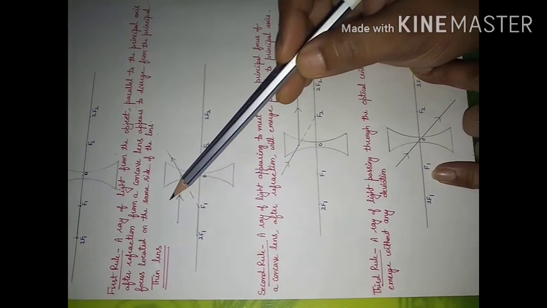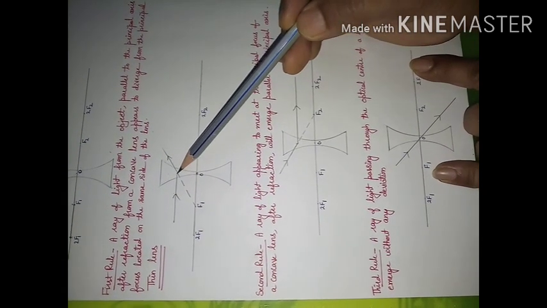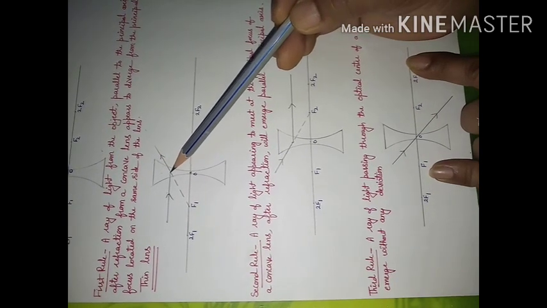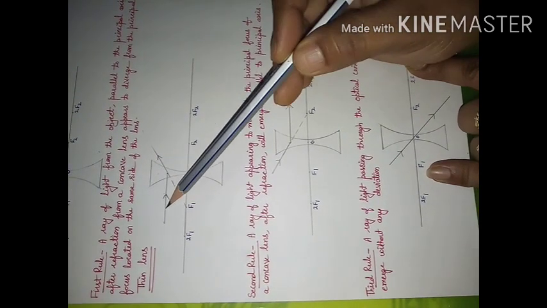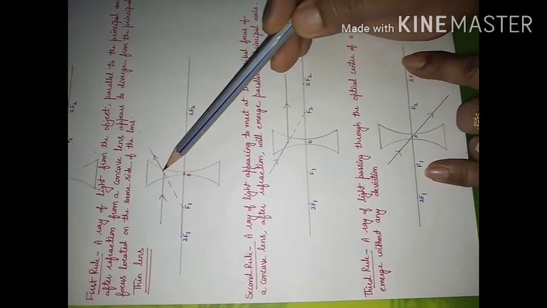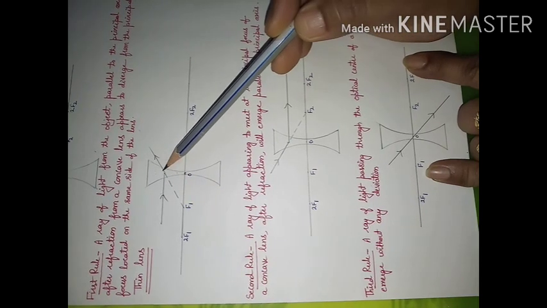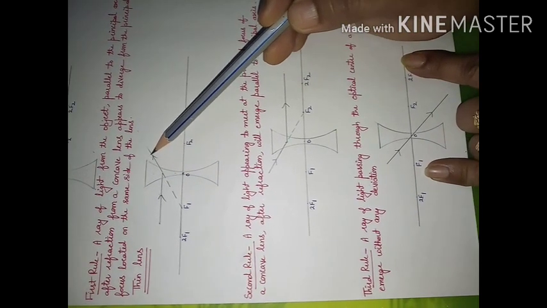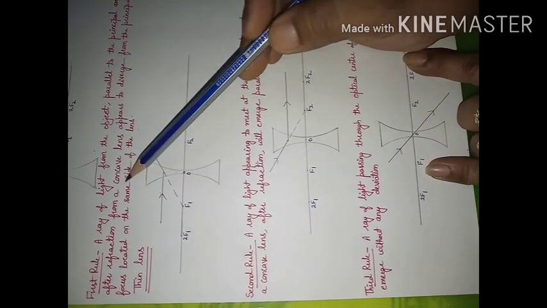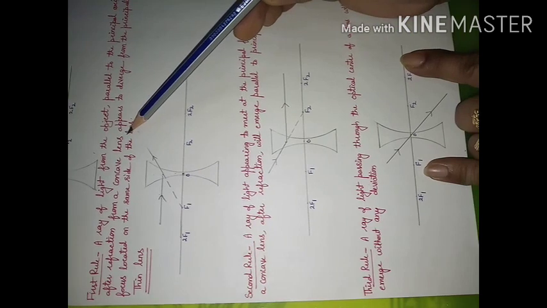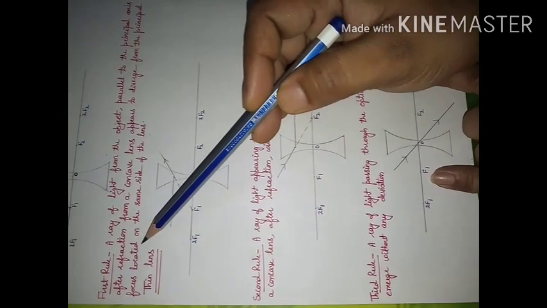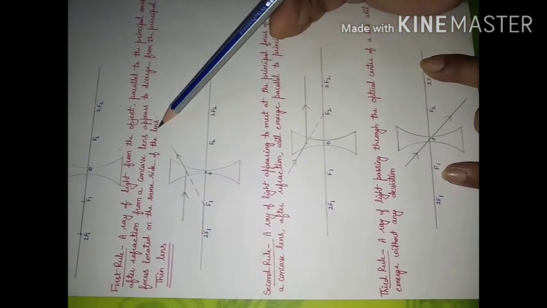When it will pass from air to glass, it will suffer refraction, and when it will suffer refraction, it will deviate from its path. So a ray of light that is parallel to principal axis, after refraction from concave lens, it will suffer refraction and it will appear that it is coming from this focus. After refraction from concave lens appears to diverge from the principal focus located on the same side of lens.